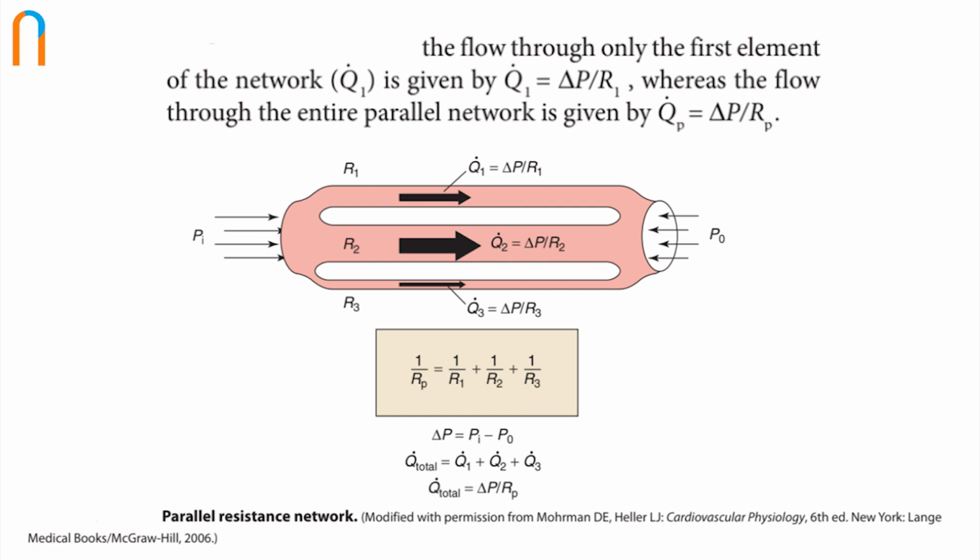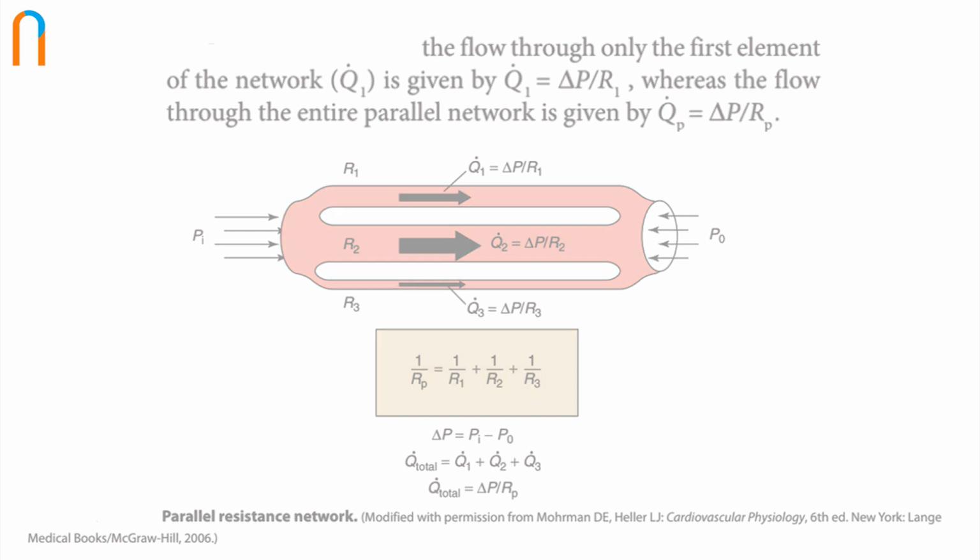As indicated in the figure, the basic flow equation may be applied to any single element in the network or to the network as a whole. For example, the flow through only the first element of the network, Q1, is given by Q1 equals delta P divided by R1, whereas the flow through the entire parallel network is given by Qp equals delta P divided by Rp.